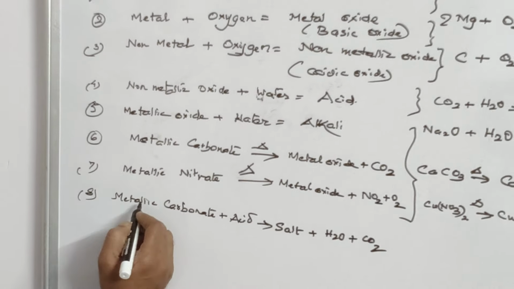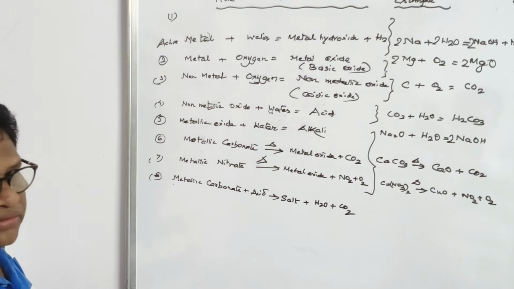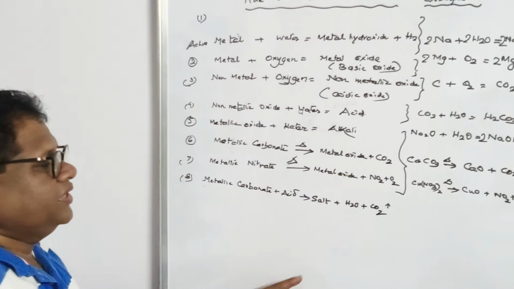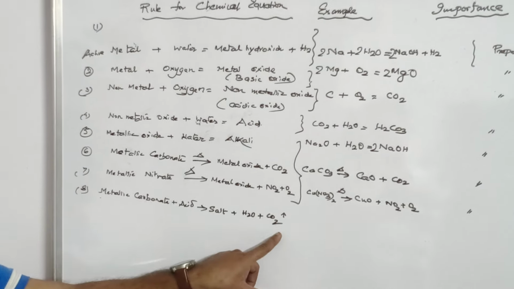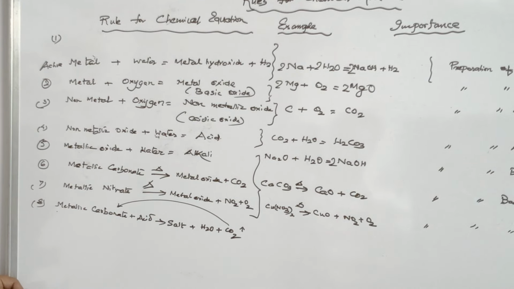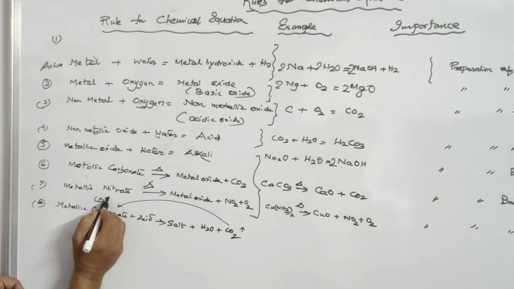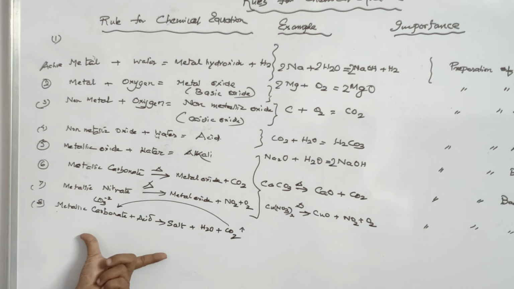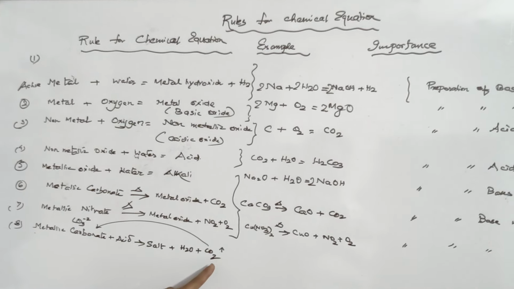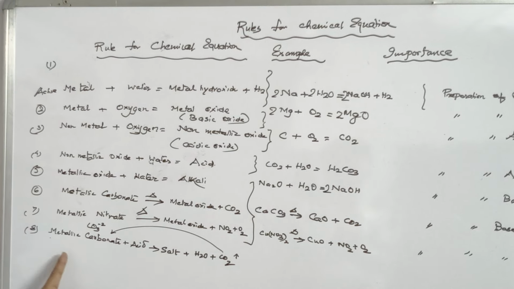So first and important thing, if you make a metallic carbonate react with an acid, it forms salt, water, carbon dioxide. Look at the importance. The evolution of this carbon dioxide gas with effervescence, okay, indicates the presence of carbonate ion, okay. Carbonate ion means CO3 minus 2, okay. This is the test for anions given in salt analysis, okay. So simply the evolution of carbon dioxide confirms the presence of carbonate in the salt, okay.